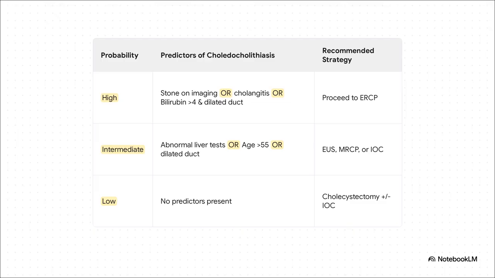Thankfully, the guidelines give us this amazing tool to stratify patients into really clear risk categories. So for your high-risk folks, we're talking a stone you can actually see on an ultrasound, someone with active cholangitis, or a bilirubin over 4 with a dilated duct. Those patients can go straight to a therapeutic ERCP. But pretty much everyone else is going to fall into that intermediate or low-risk bucket.